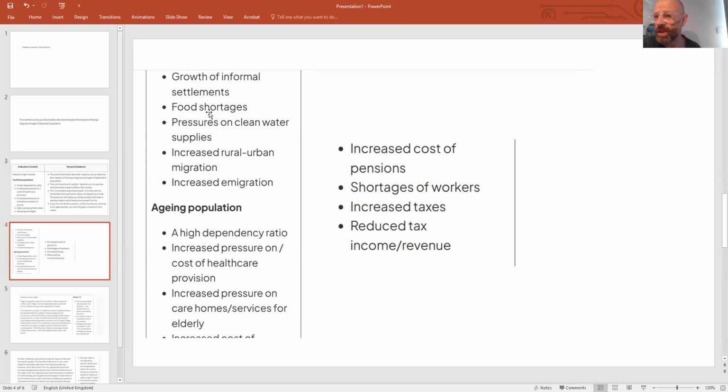If it's an aging population, which is the other end of the spectrum, you've got too many old people, such as in stage 4 or 5, usually in wealthier countries, you do still have a high dependency ratio, but you have increased pressure on healthcare costs. Old people get sick and they need lots of healthcare provisions. Okay. They might need services, mobility services to get about. Old people get pensions. Pensions come from tax.